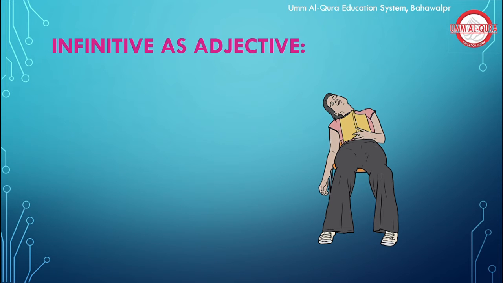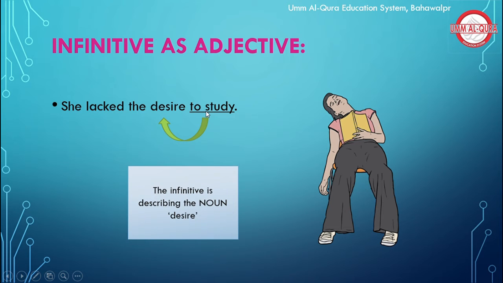Next we have infinitive as adjective. Again, I'm going to explain it to you through an example. She lacked the desire to study. If you look carefully, the desire is the noun. It is actually a noun which is working as an object here, and the infinitive is further describing the noun desire. She lacked the desire. Desire of what? What kind of desire? Desire to study. That's why here to study is acting as an adjective.